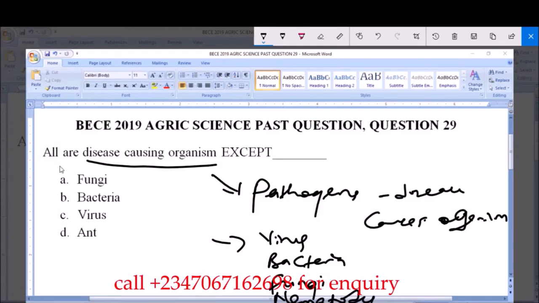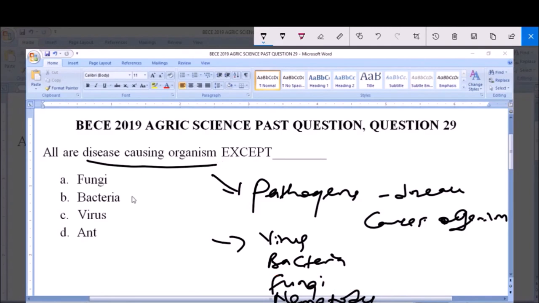Now the question says all are disease causing organisms except, that is, we have to pick an option which is not among the disease causing organisms, that is, not classified as a pathogen. And from our options here, option D, ants, is not part of these. Like you see, fungi is here, bacteria is here and virus is here. So option D is not a disease causing organism, meaning option D is not a pathogen.